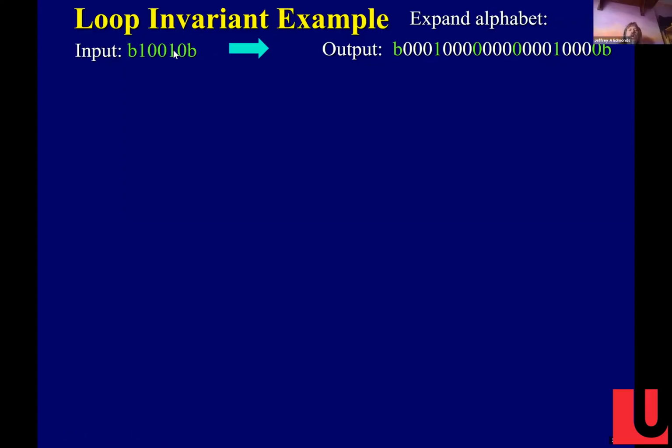A loop invariant tells me what's true at that moment. Let's go through it here. It's called loop invariant example, but we're going to start with what our goal is. Our goal is to start with the tape looking like this, and we're going to end with the tape looking like this.